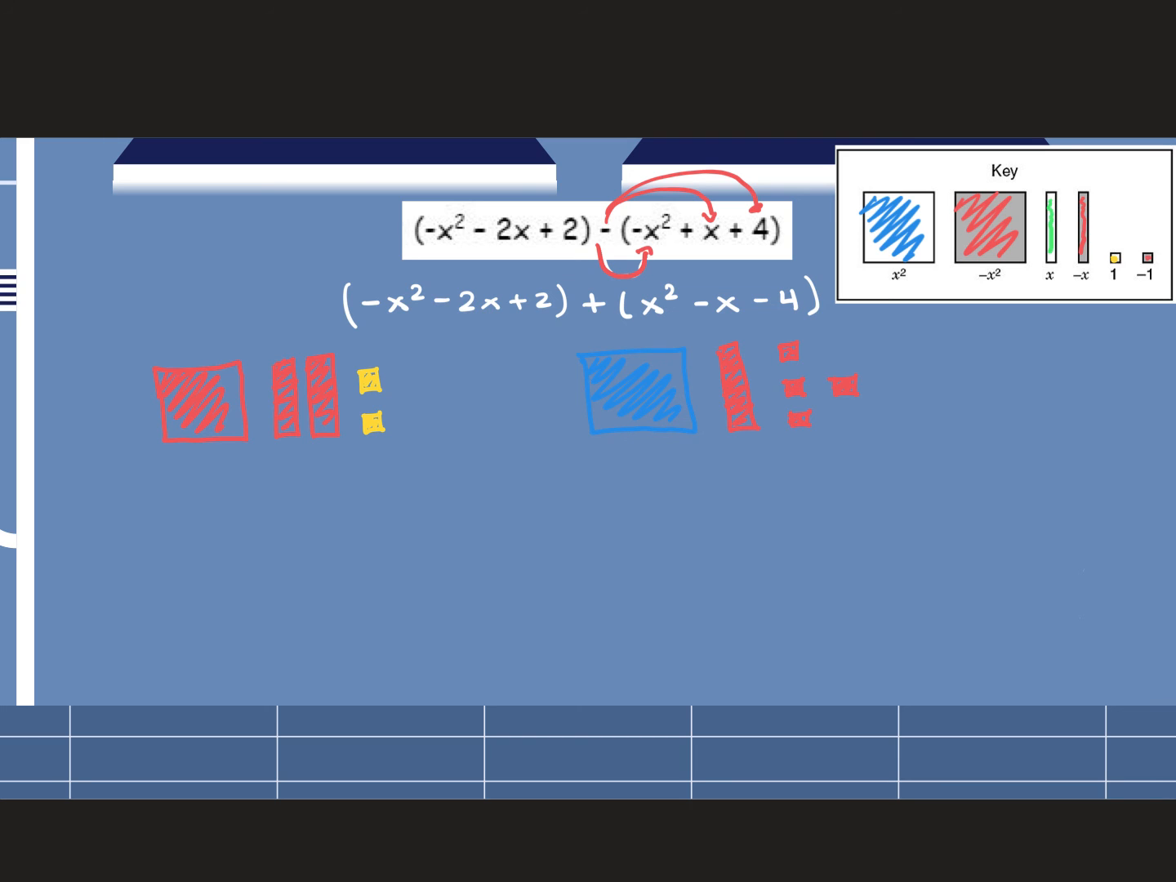All right, so again, we're going to go ahead and zero pair. So I have a negative x squared and a positive x squared. Let's actually use the right color to color that out. So those are going to zero pair out. I have positive 1, negative 1, which are going to zero pair out. And I look to see what I have left. So I have 3 of my negative x tiles, so that's negative 3x. And I have minus 1.